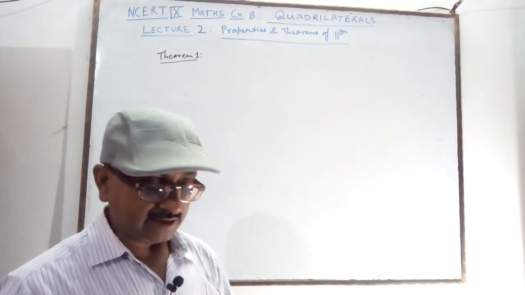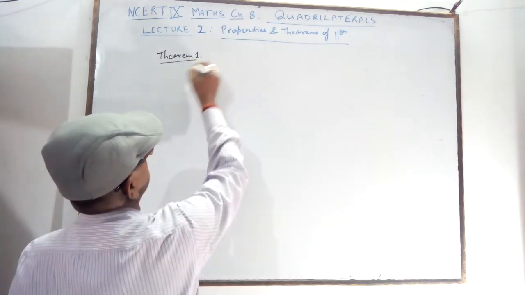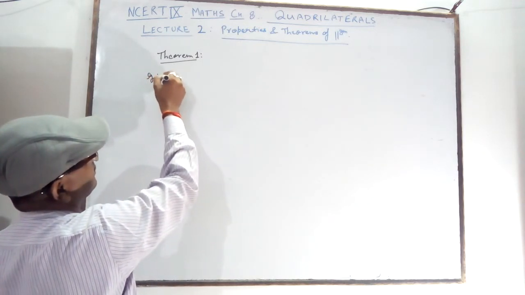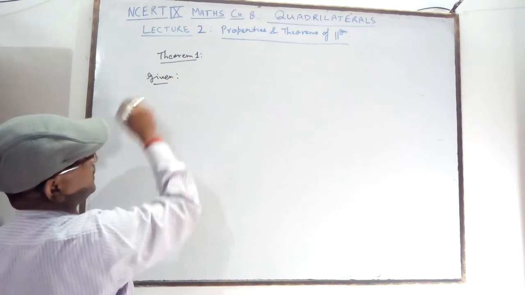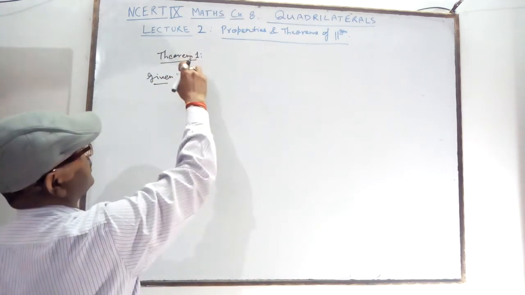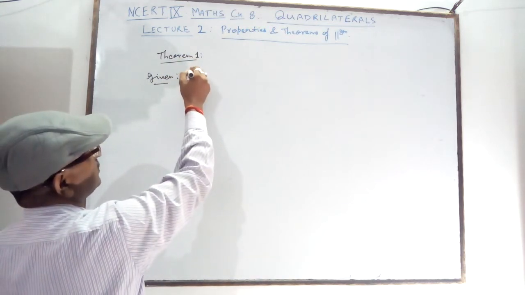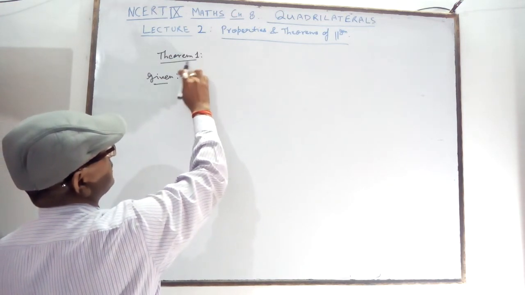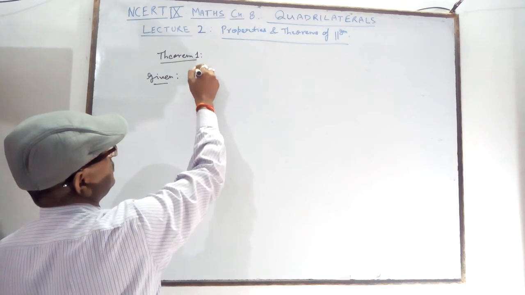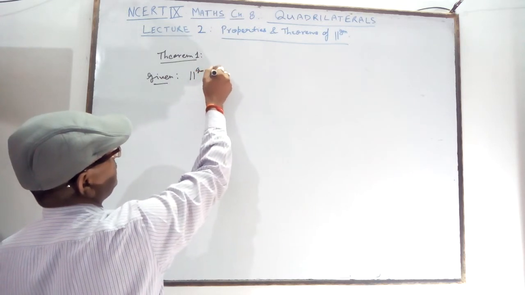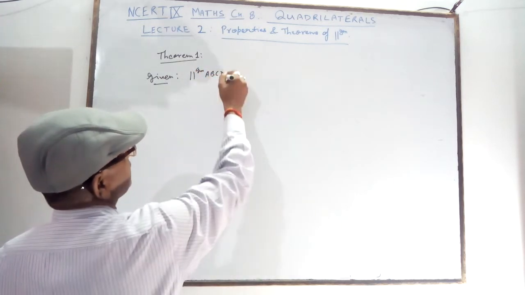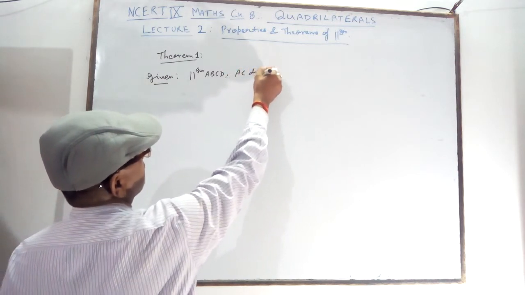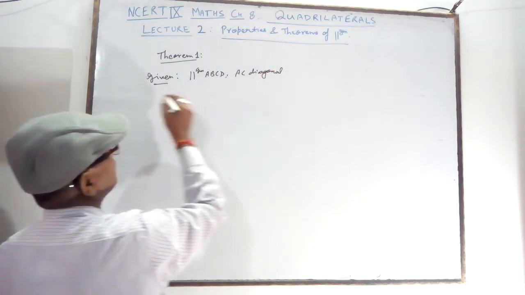How will you do it? First of all, you will write down the conditions. What is there? Given. Here is how we write the properties. In the parallelogram, what is given? Parallelogram ABCD, AC is the diagonal. It is given.